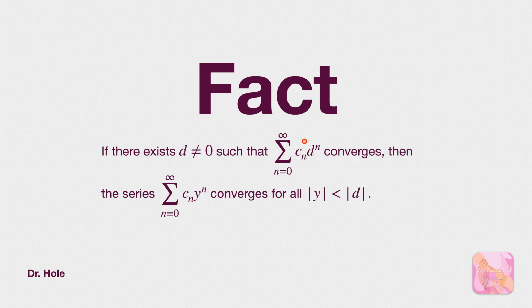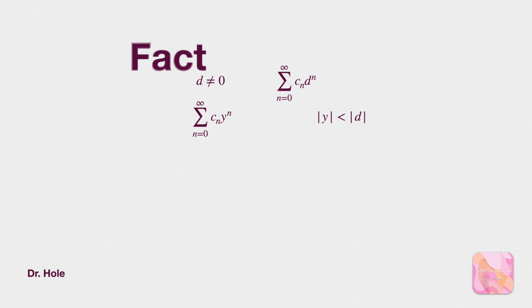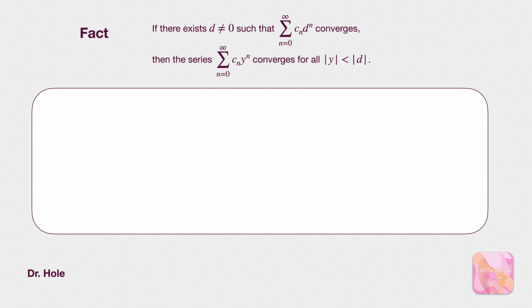We want to make the assumption that this series is a convergent series. And the fact is saying that if we take any value y such that the absolute value of y is strictly less than the absolute value of d, then the resulting series also converges. Okay. Let's go ahead and prove this fact.